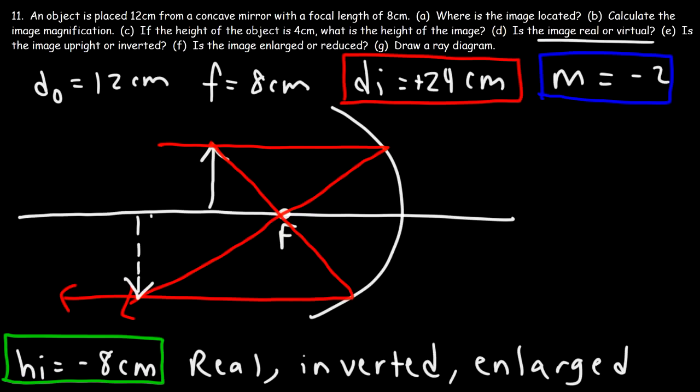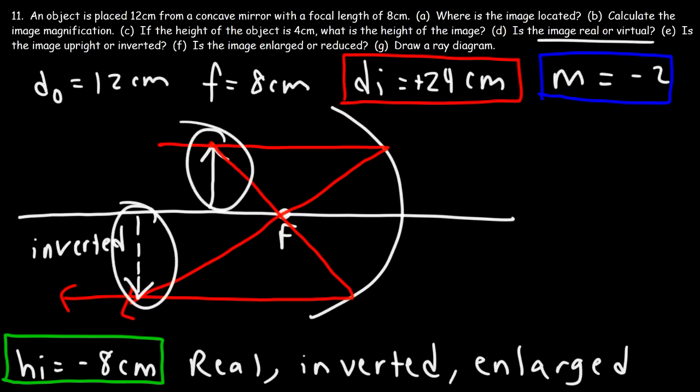Now notice that the image is facing in a downward direction. So that tells us that we have an inverted image. Now this is not drawn to scale, but you can see that this image is taller than the object. So that tells us that we have an enlarged image. And so that's how we can draw the ray diagram for this particular type of problem.